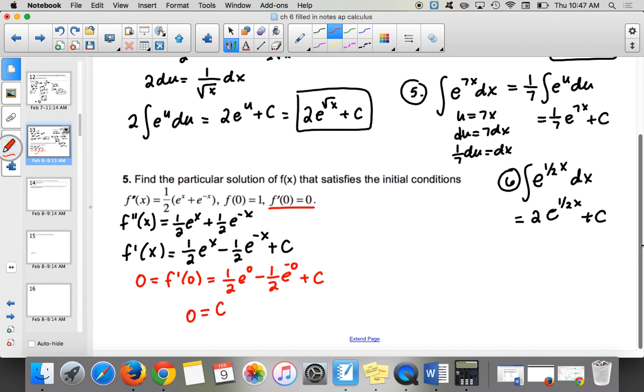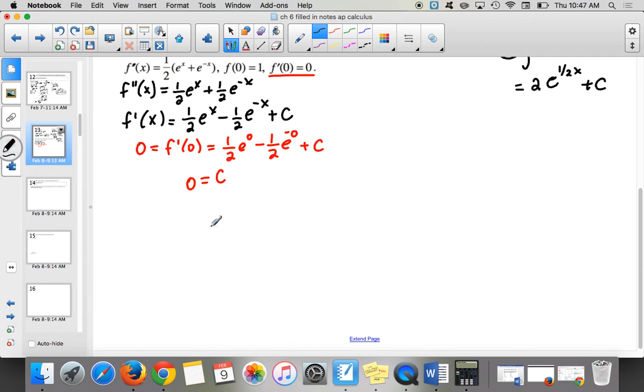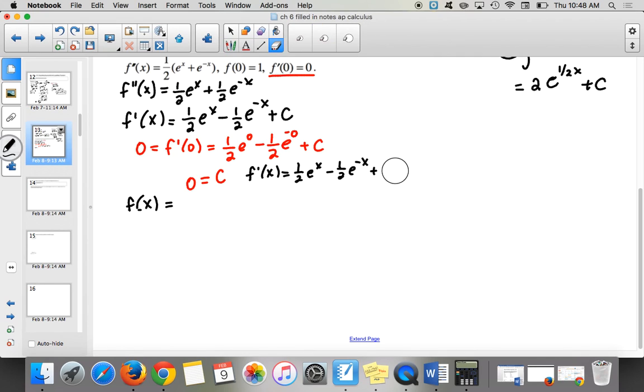All right, and then let's find the next antiderivative. So f of x. Now I'm going to do the antiderivative of f prime of x, which was 1/2 e to the x minus 1/2 e to the negative x plus 0, right? That was our c, so you can just leave that part off. Plus 1/2 e to the x. So I get 1/2 e to the x, and then I get plus another 1/2 e to the negative x. It goes back to what f double prime is. So those two just sort of alternate. We call it an iterative function. It iterates, repeats.